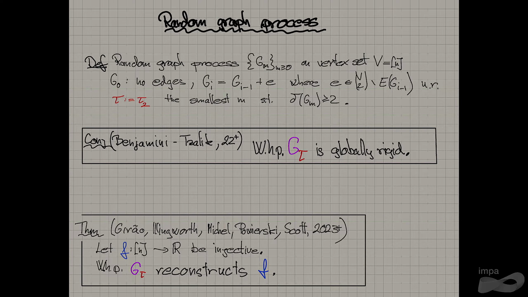And in a subsequent paper, Girão, Illingworth, Michel, Powierski, Scott, whom I might just refer to as the Oxford group, because I think they are all from Oxford, proved half of this conjecture. Namely, they showed that for a fixed injective embedding of the vertices, with high probability, if we generate G_tau, the random graph with exactly tau edges, so exactly when the last vertex got its second neighbor, then this will reconstruct f.